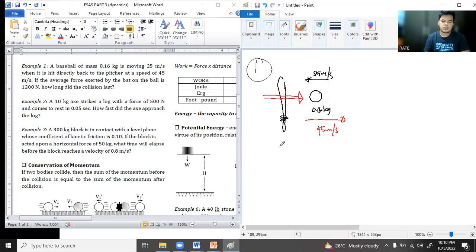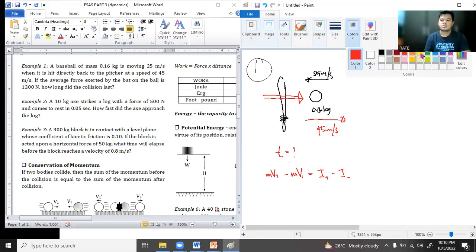So we are asked for the time of contact. We use the concept of impulse and momentum. So you have mv2 minus mv1, which is equivalent to positive impulse minus negative impulse. Now, since there is no opposing force, the negative impulse will become zero.